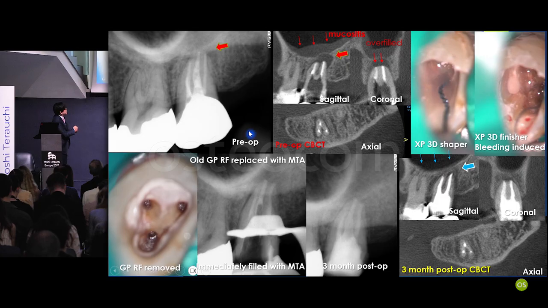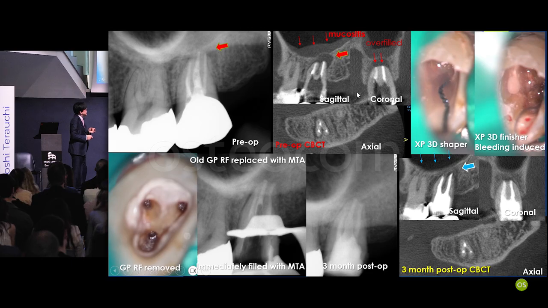So look at this study. Look at this case. The root fillings look nice on the CBCT. It's not overfilled, it's not underfilled. They look perfect, but you still see a lesion, periapical lesion.